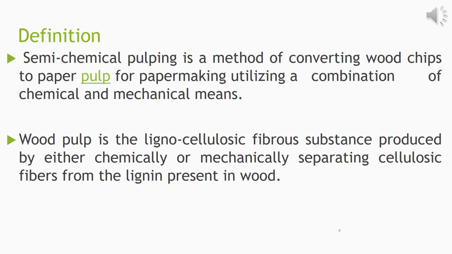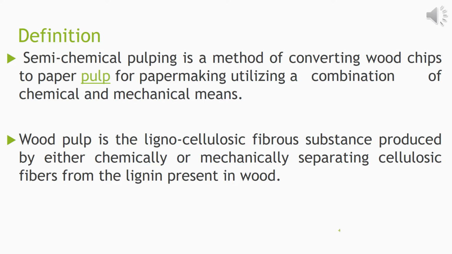The wood pulp. What is the wood pulp? You have studied it before also. Wood pulp is basically a lignocellulosic fibrous material. Where is it produced from? It is produced from the wood or from some other materials which we have discussed in the previous lecture. So from the wood, we separate the cellulosic fibers which are present in the wood from the lignin. So these two things are present in the wood pulp.